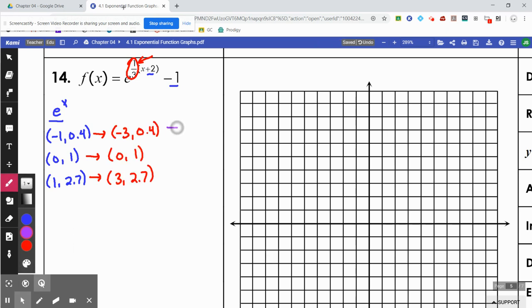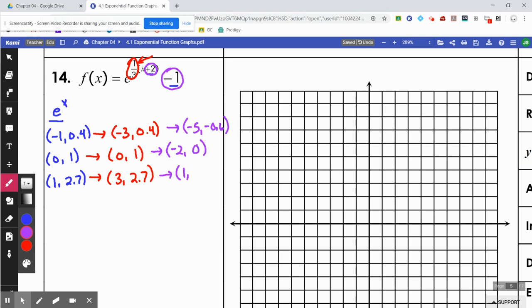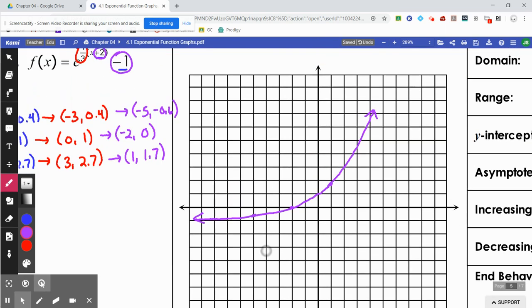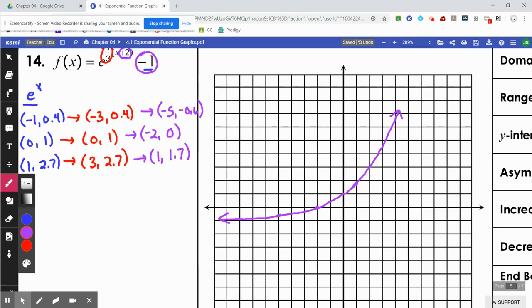Now the next thing and the last thing we're going to do is we're going to take both our x and y values. We're going to move our x values left 2. Let's go ahead and do that first. Take all 3 of your x values, move them left 2. And we're going to take all of our y values and move them down 1. So 0.4 is now going to be at -0.6. 1 is now at 0, and 2.7 is now at 1.7. And let's plot those points and see what our graph looks like. And there it is. Notice again, it got stretched horizontally and got moved left 2 and down 1.